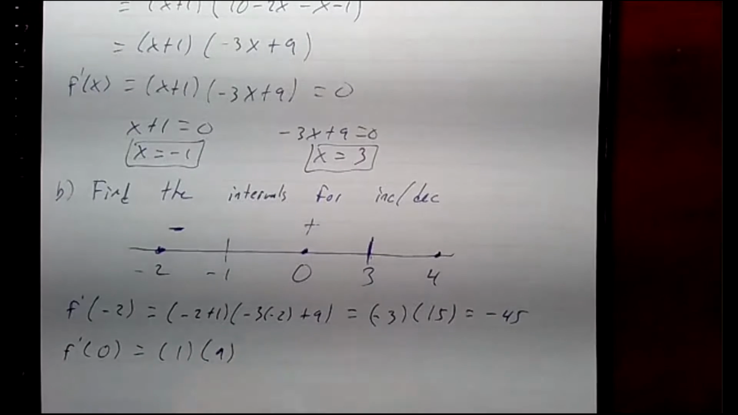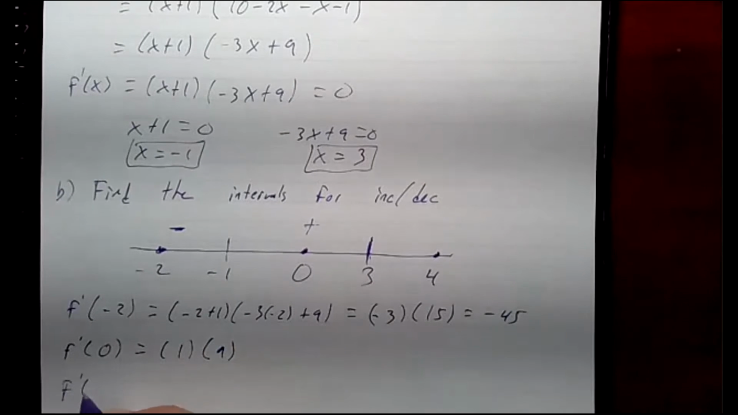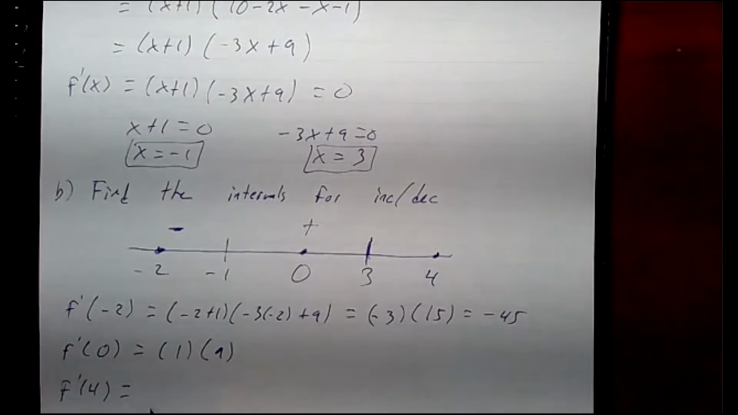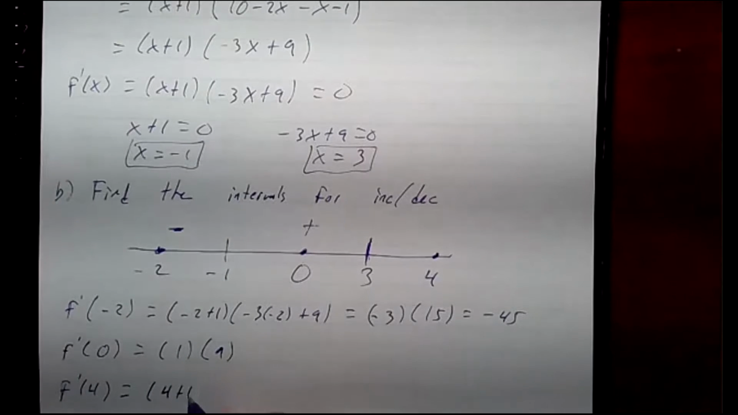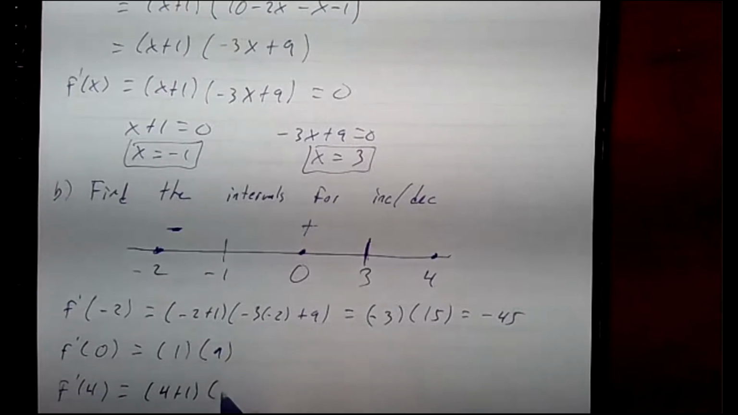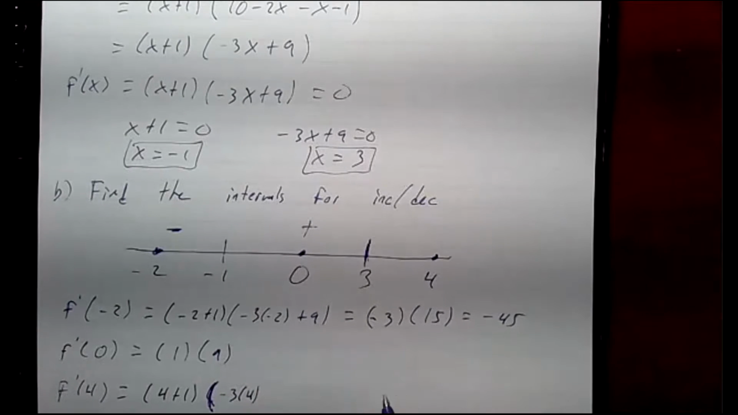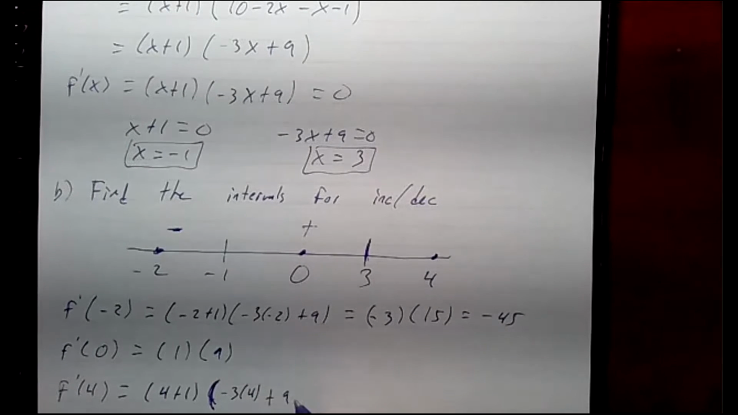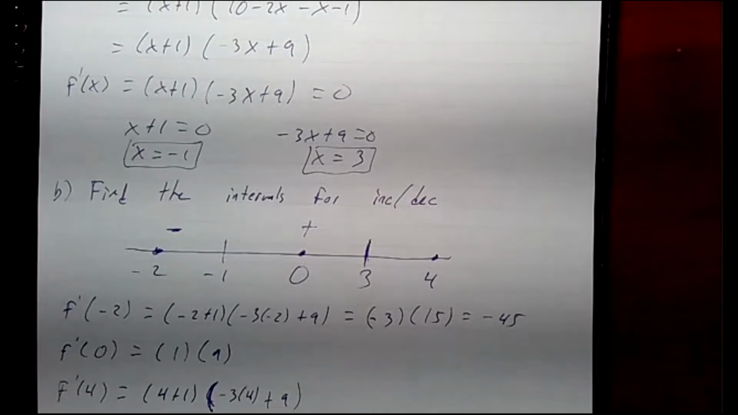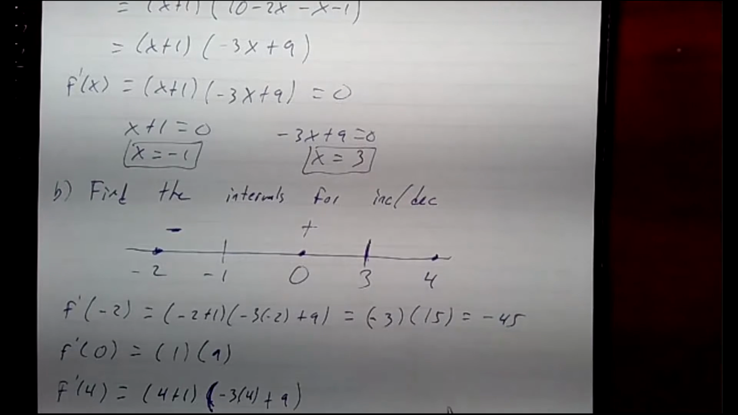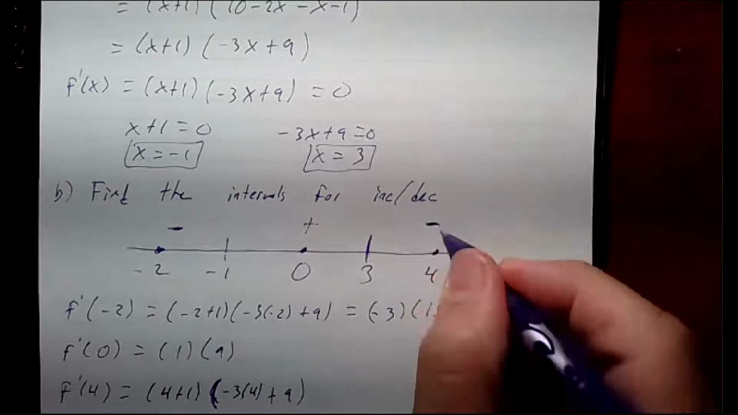Now to test after 3. That'll be (4 plus 1) times (-3 times 4 plus 9). This is positive, and this is -12 plus 9, which is negative. So negative.